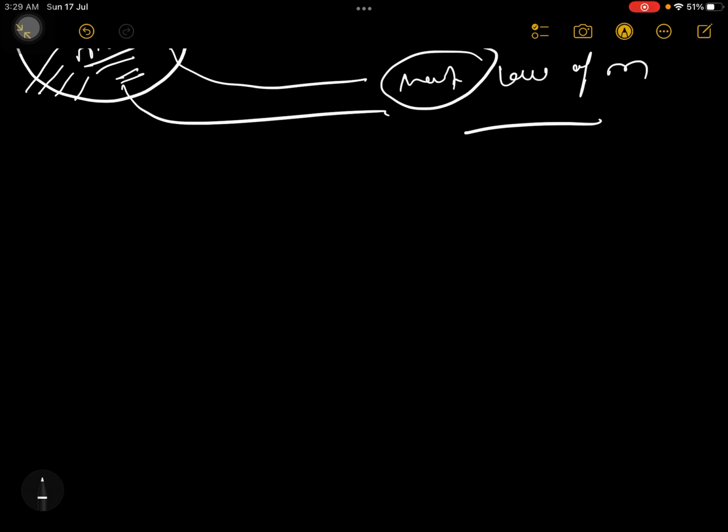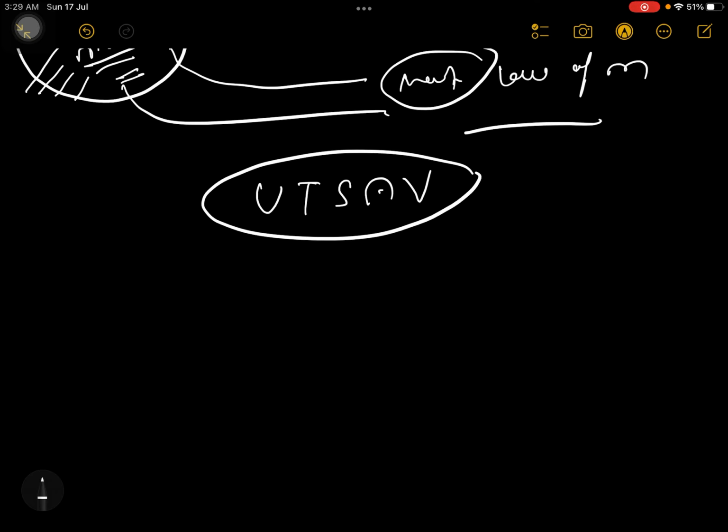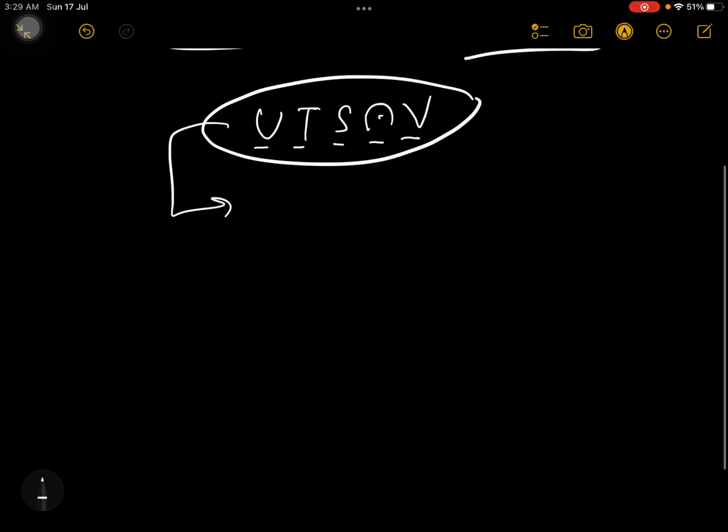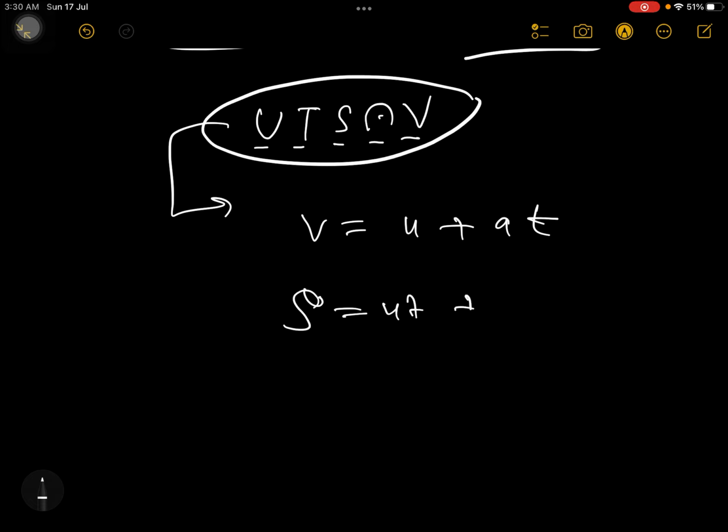So I am giving you a trick, UTSAV. Okay, Utsav is a Hindi word. With these letters only, we create our three standard equations of motion. One is V is equal to U plus AT, one is S is equal to UT plus half AT square, and one is V square is equal to U square plus 2AS.